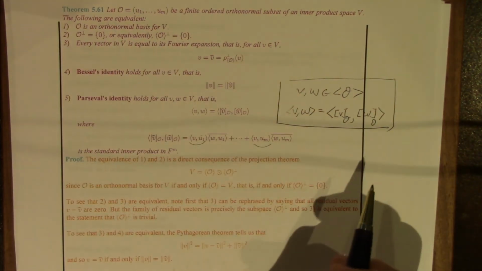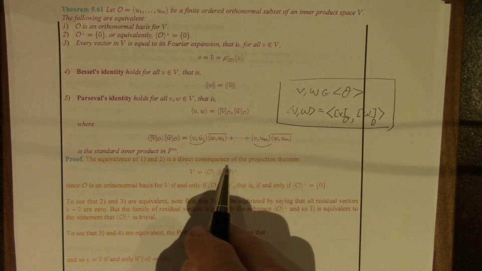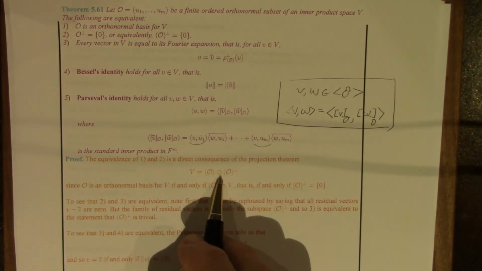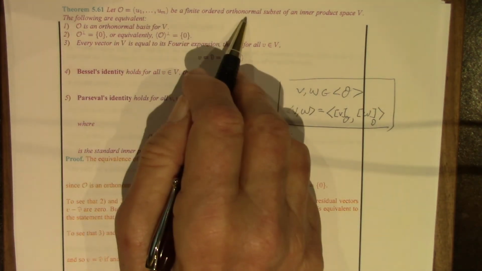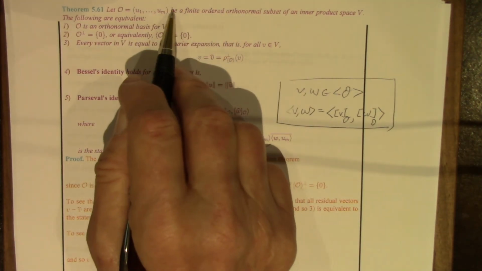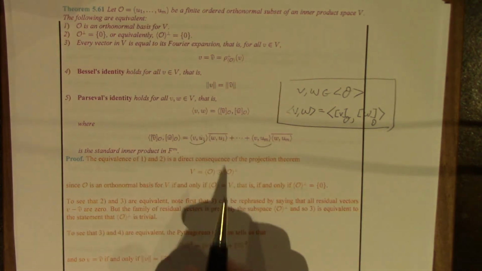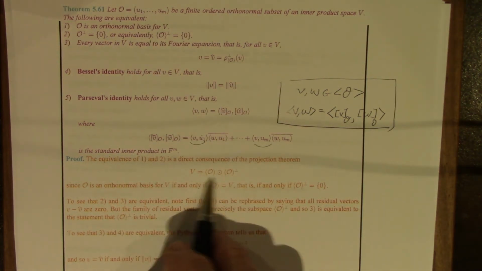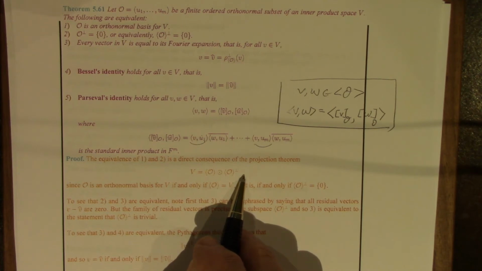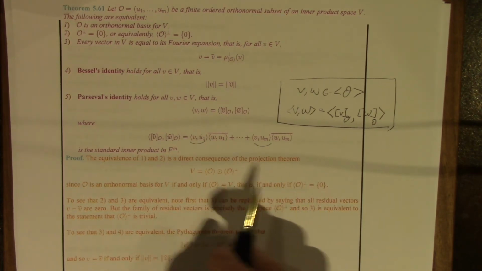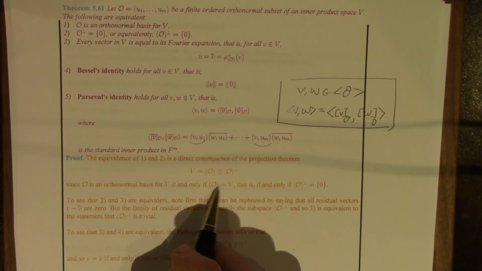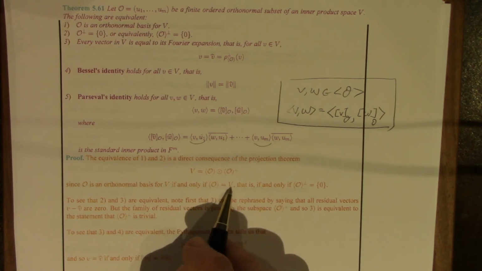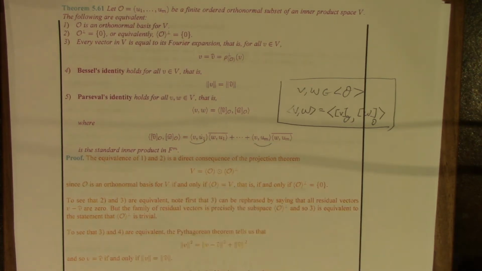1 and 2 are equivalent. This is a direct consequence of the projection theorem. We're dealing with a finite orthonormal subset, so it spans a finite dimensional subspace, this subspace, so we have this orthogonal decomposition, and so the subspace spanned by O is all of V, which is equivalent to saying it's an orthonormal basis for V, because we know it's independent if and only if the orthogonal complement is trivial.